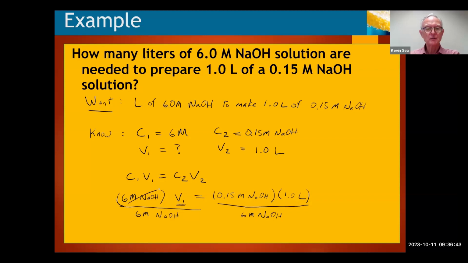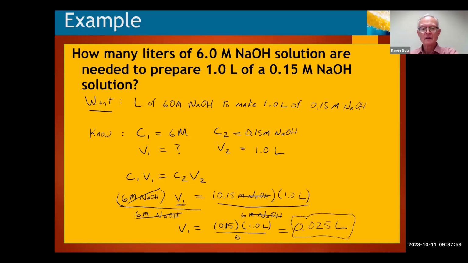So 6 molar in the numerator on the left cancels 6 molar in the denominator. We can cancel some units on the right, molar in the numerator and molar NaOH in the denominator. And so what do we have? V1 equals 0.15 times 1.0 liters divided by 6. If we do the math, 0.15 divided by 6 is 0.025 liters. So that's V1, volume 1. We need to use 25 milliliters, or 0.025 liters.